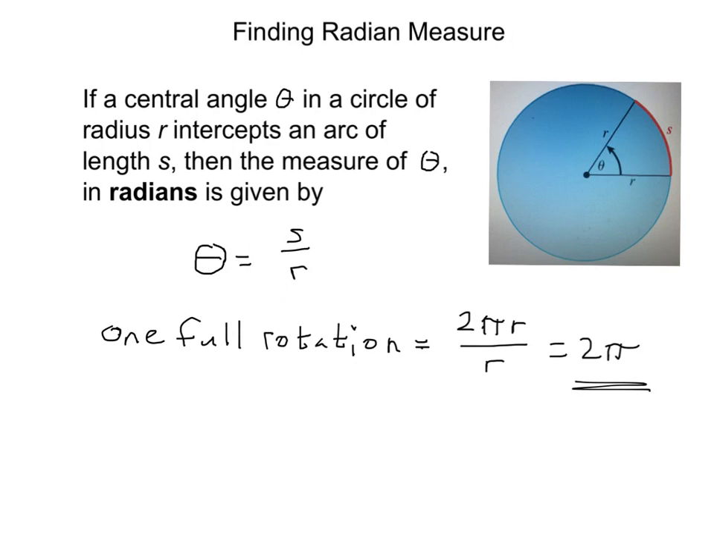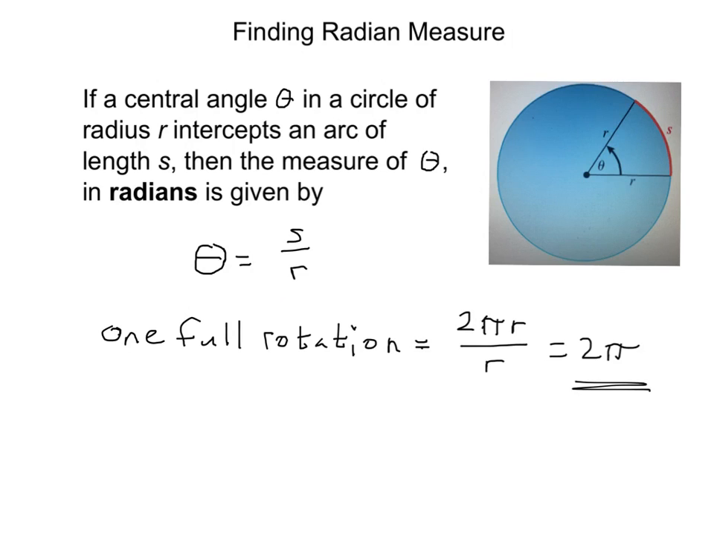Now, the other thing you have to recognize from this is that both s and r have the same units. So if we are looking at inches, my radius is in inches, and the length of that arc is in inches. Therefore, when I take s inches over r inches, when you reduce that, you actually get rid of the units. So the radian is a unitless measure, which actually also helps us out in some of our calculations.